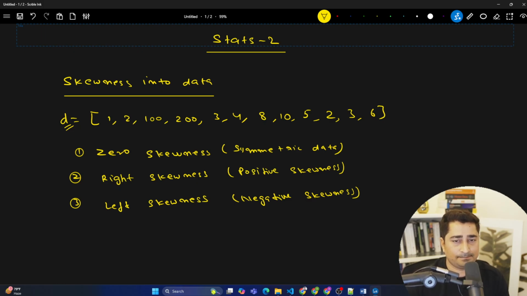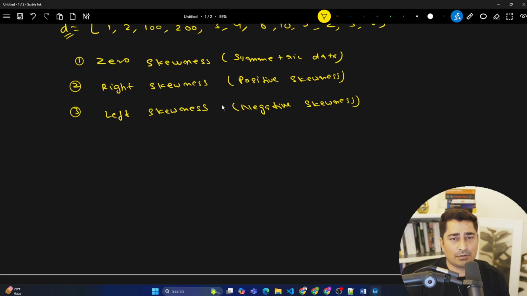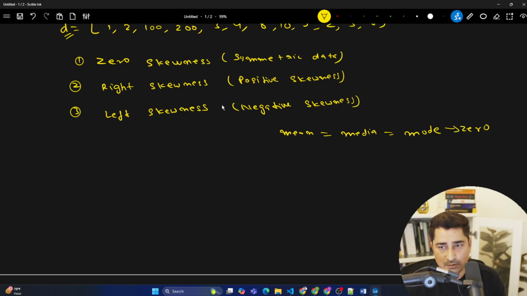Now to do that, theory says that if mean is equal to median is equal to mode, then that data set will have 0 skewness. So you won't have any kind of skewness at all. So 0 skewness you will be able to get.